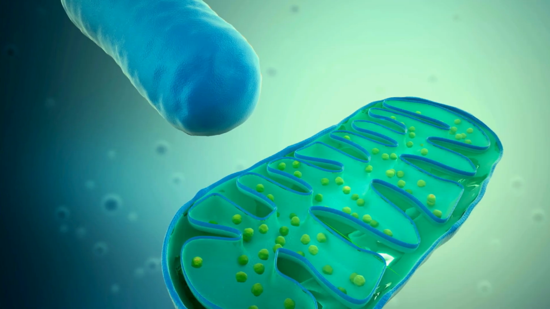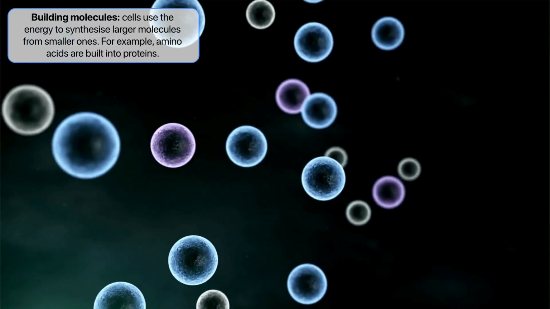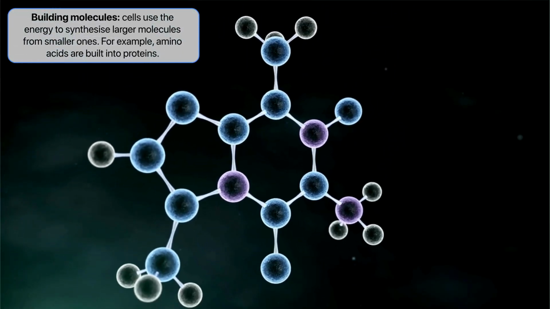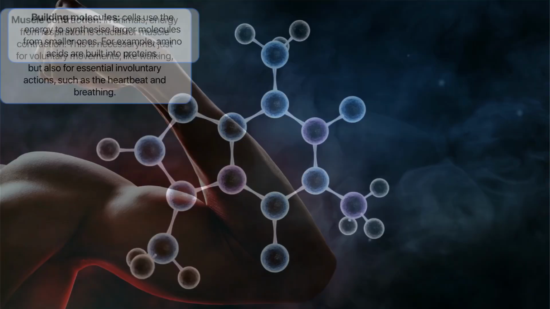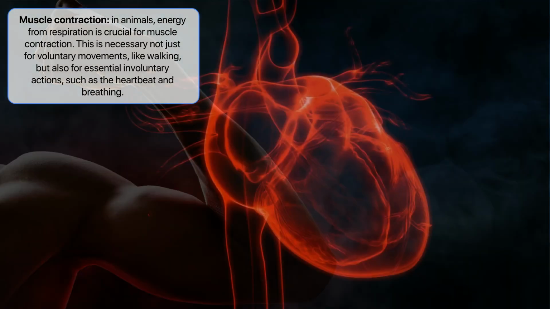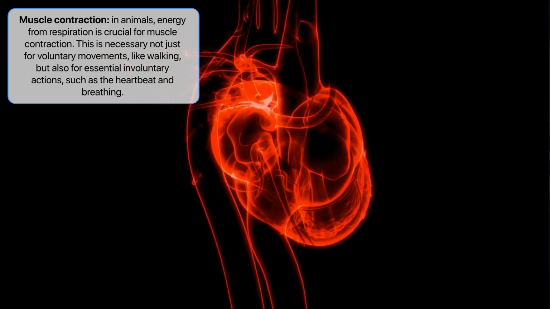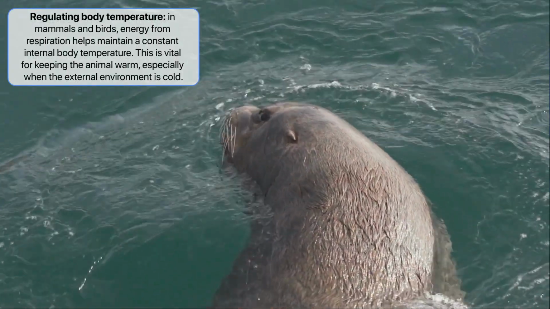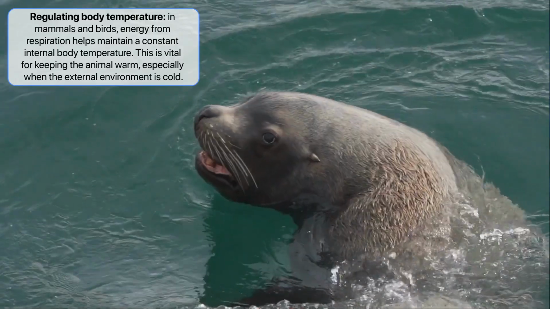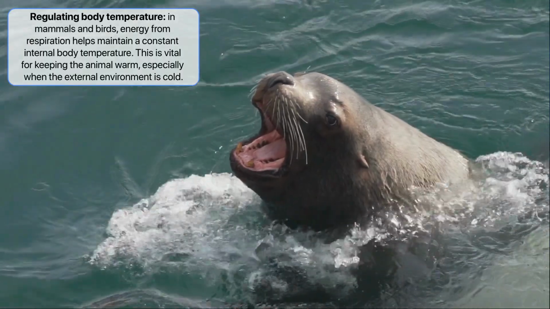The energy released from aerobic respiration serves several critical functions. These include building molecules. Cells use the energy to synthesize larger molecules from smaller ones. For example, amino acids are built into proteins. Energy is also used for muscle contraction in animals. This is necessary not just for voluntary movements, like walking or lifting, but also for essential involuntary actions, such as the heartbeat and breathing. In mammals and birds, energy from respiration helps maintain a constant internal body temperature. This is vital for keeping the animal warm, especially when the external environment is cold.